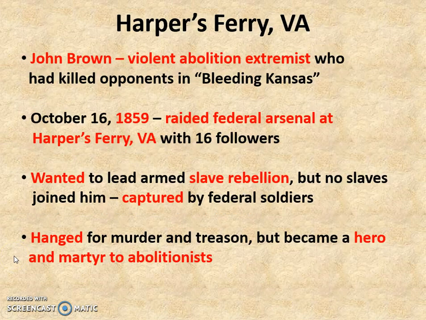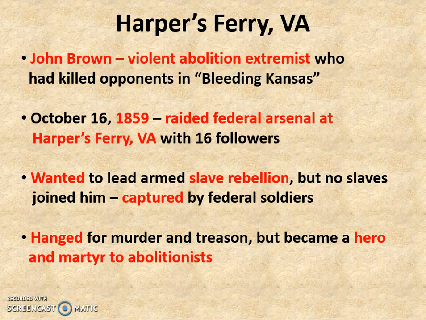Another important event in the growing sectionalism in the U.S. occurred at Harper's Ferry, Virginia. John Brown, who we've already mentioned, was the violent abolitionist extremist who killed 5 people in the Bleeding Kansas conflict. John Brown believed that he had been called by God to lead a slave revolt, an armed slave revolt, in fact, to put an end to slavery in the U.S.